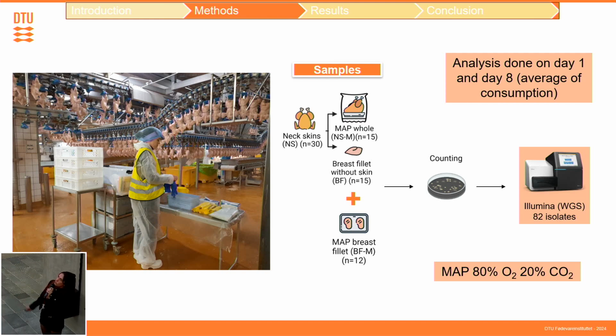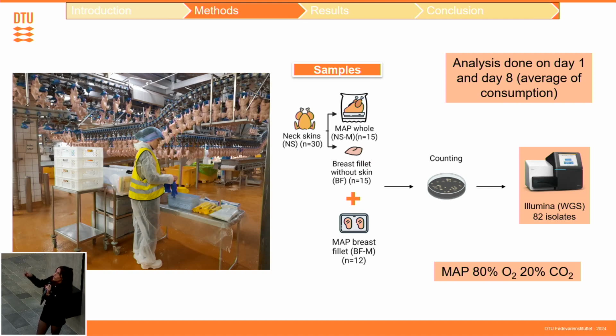We went to one of the main slaughterhouses here in Denmark, and we took samples at different moments of the poultry chain. We took 30 random chickens from the same flock and took the neck skin from them. Then we divided them into two groups. One was MAP packed, the whole chicken, and for the other 15, half of them, we took just the breast fillet without the skin. So from the same chicken we have two different types of samples.